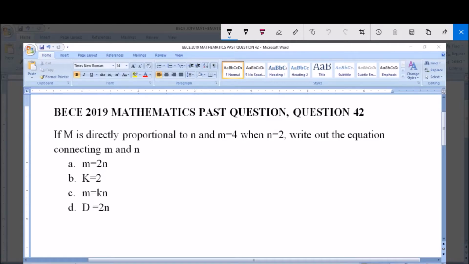Today we're going to be dealing with BECE 2019 Mathematics Past Question, question 42. If m is directly proportional to n, and m is equal to 4 when n is equal to 2, write out the equation connecting m and n. And A here you have that m is equal to 2n, B you have that k is equal to 2, and C you have that m is equal to kn, and D is equal to 2n.